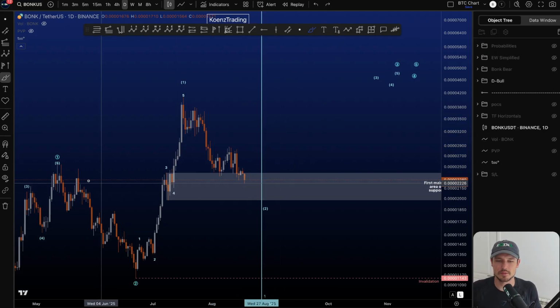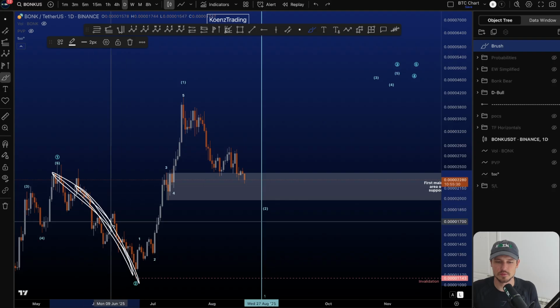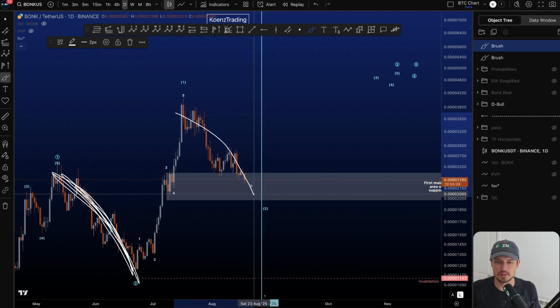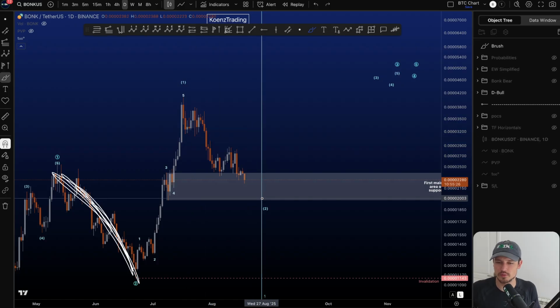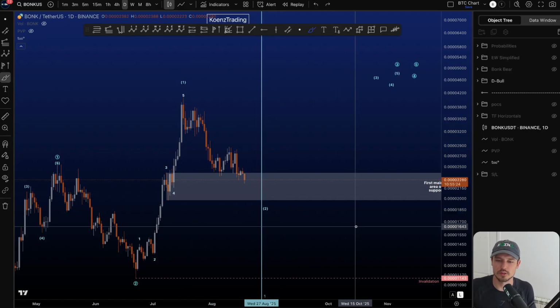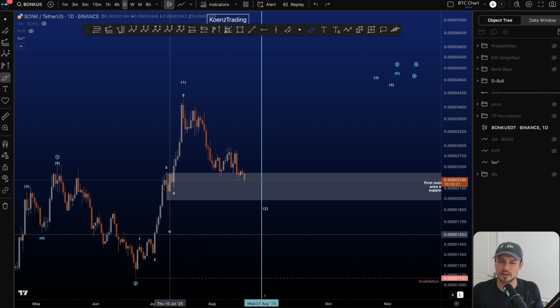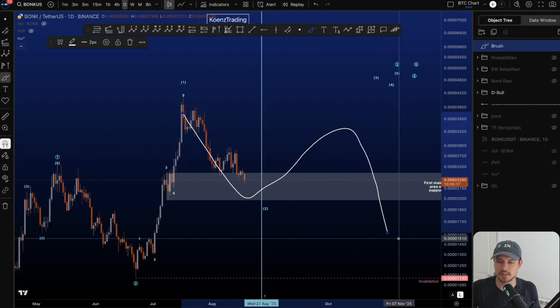The vertical line is a fib time comparing the higher degree wave 2, the one that we already finished, with the current wave 2, which is a lower degree wave 2, and preferably a lower degree wave 2 is a little bit shorter or equal in time compared to the higher degree wave 2, but not significantly longer.